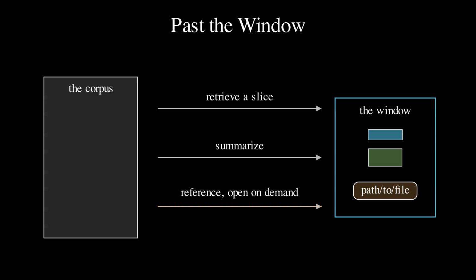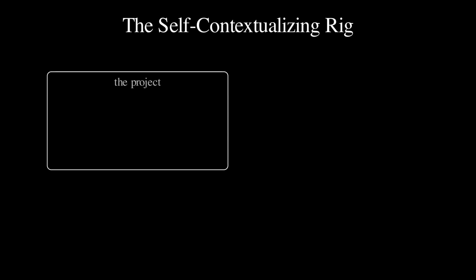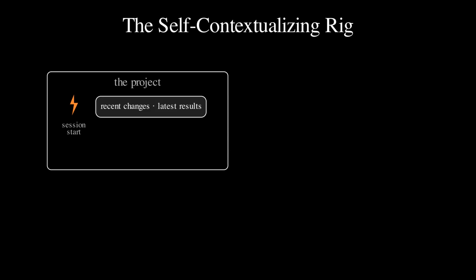This works when the agent can selectively open only the sections it needs. So far, you decide what enters the window. Automation moves that work into the rig itself, so that when the agent opens a project, it already knows what it is working on. Hooks are scripts that run on trigger events: at session start, before a tool call, after a file changes. A session start hook can summarize recent changes and load the latest results before you type a word.